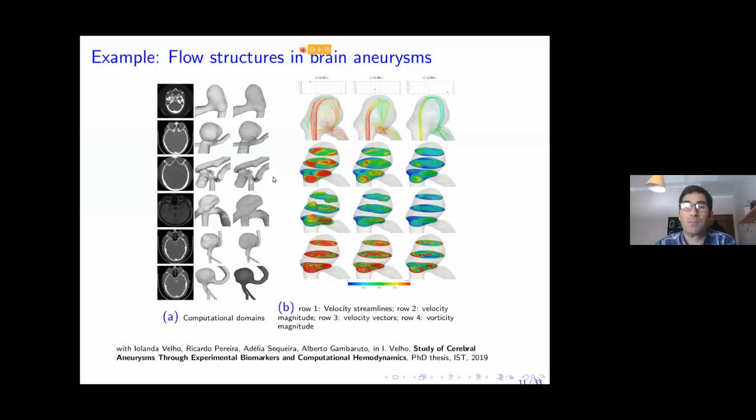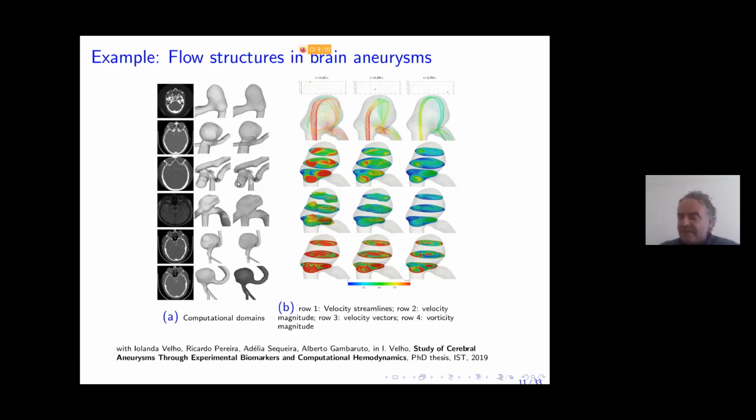So another example that I wanted to show you. This one resulted from a collaboration with the Coimbra University Hospital, with neurosurgeon Ricardo Pereira. It has to do with aneurysms, the other pathology that I mentioned before. We had different purposes here. I chose to bring a couple of images that can illustrate the possibilities.